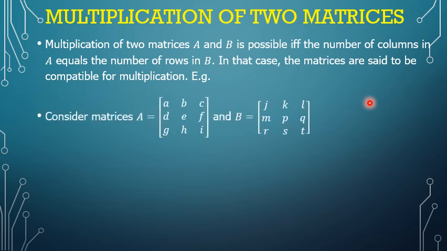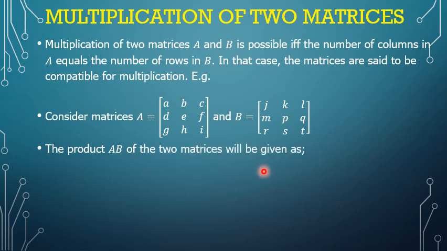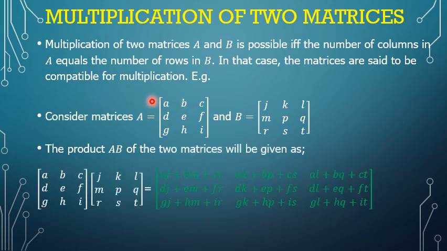Consider matrix A, a, b, c, d, e, f, g, h, i, and matrix B, j, k, l, m, p, q, r, s, t. These two matrices are to be multiplied to obtain matrix AB. Now the product AB of the two matrices will be given as a times j, AJ, for the first entry, the first row, first column of the solution. Then plus, now the idea of dot product, plus b times m, BM, then plus c times r.